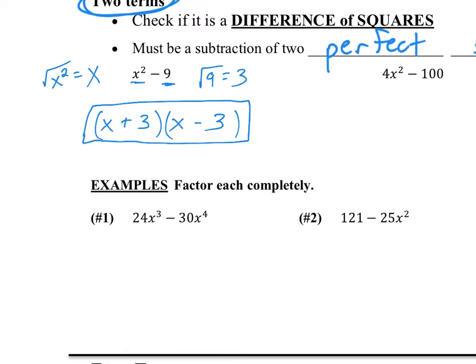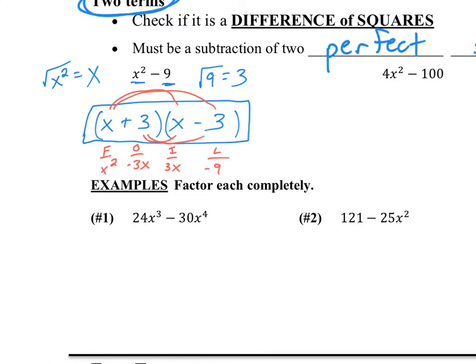The reason we do this is because let's pretend we were foiling this parentheses now. If we want to check our answer. What is the first term when we do x times x? X squared. Okay, when you do the outside, what's x times negative 3? Negative 3x. When you do the inside, what's 3 times x? 3x. And when you do the last term, what's 3 times negative 3? Negative 9.